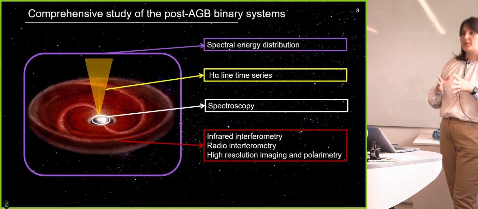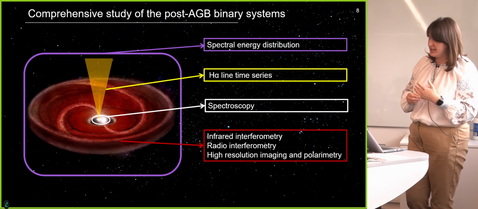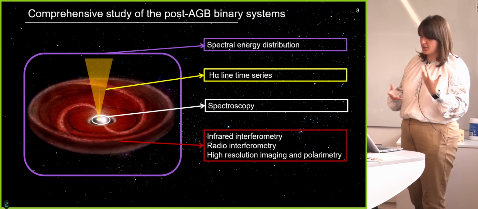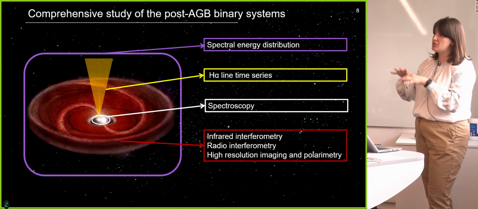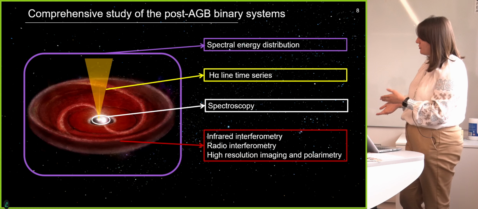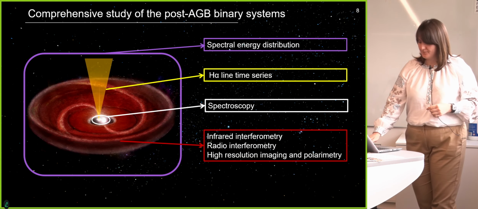So our research group at Macquarie University and also our collaboration use various observational techniques in order to comprehensively study this complex system. Each observational dataset gives us information about some part of the system, and we need to combine all of this information in order to get a full view of the structure and all the processes that are going on.